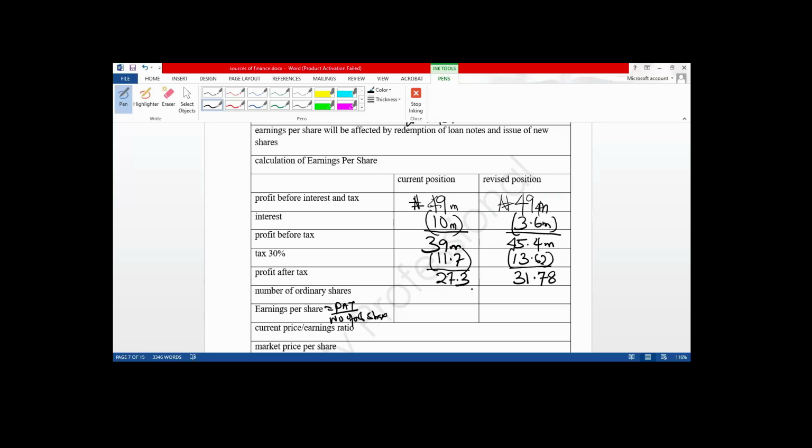60 million and 75 million. Before the rights issue, how many? 60 million, and 75 million for revised. There is 60 million shares. There is 75 million shares. Please compute your earnings per share.